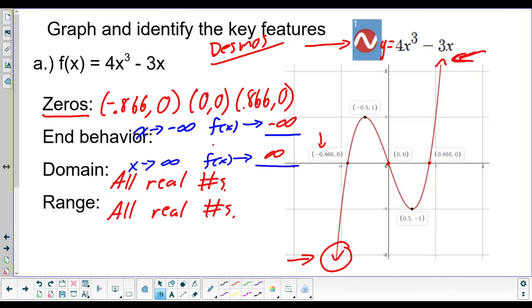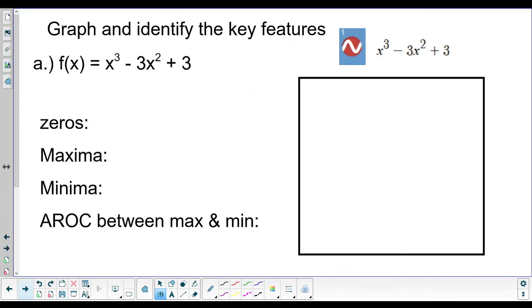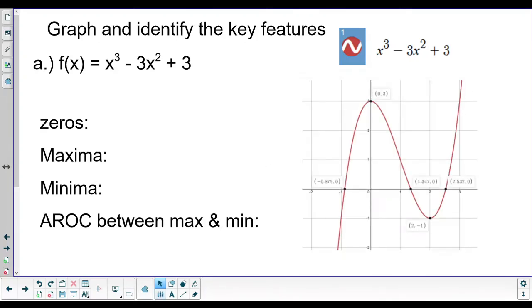Okay. Let's look at one more. I'll make up one more for us because we haven't seen one where the range isn't all real. All right. Here's our function. We go to Desmos. We type it in. We get a pretty looking graph just like this.